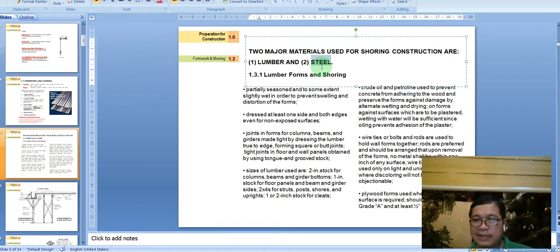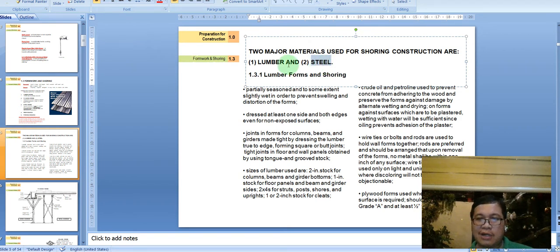Steel is quite expensive at first, but if you look at it in the long run, if you have used steel for shoring in construction, it's going to be very much cheaper because you can use it for a very long time, more than 10 times, depending on how you take care of your materials. Okay?